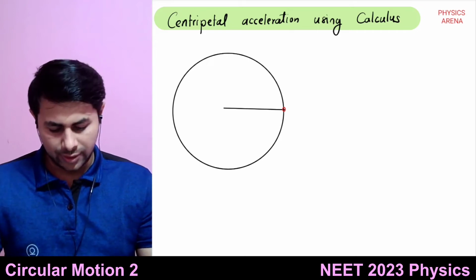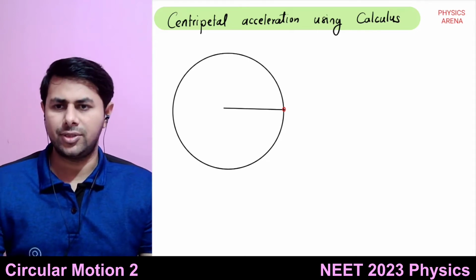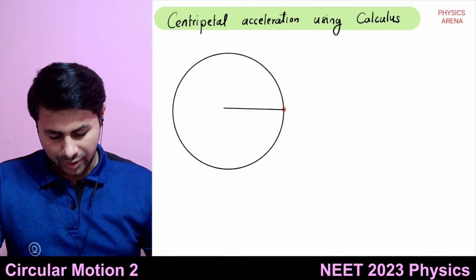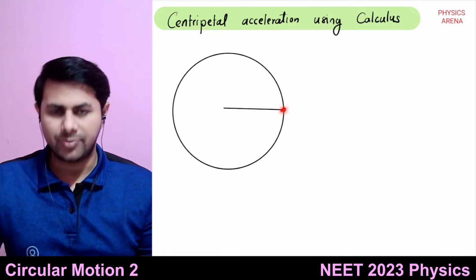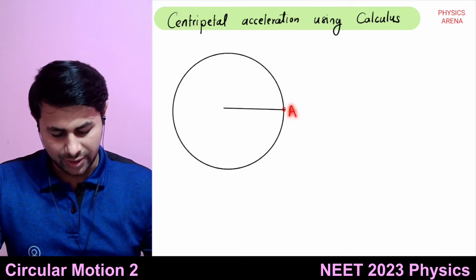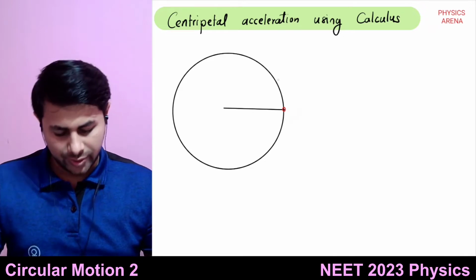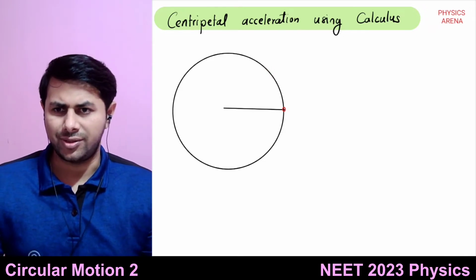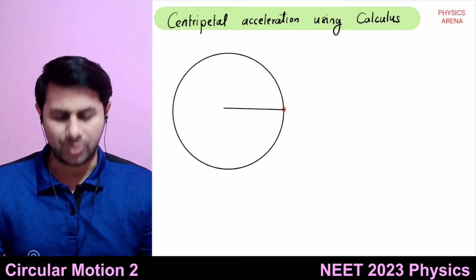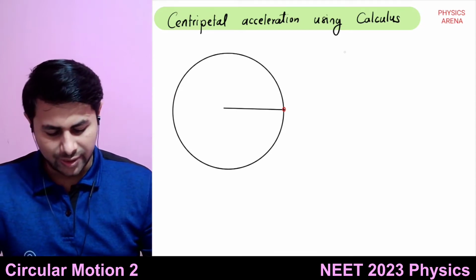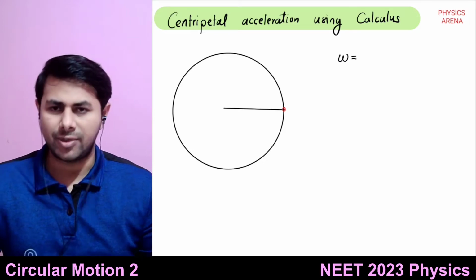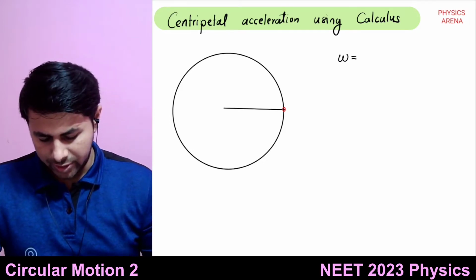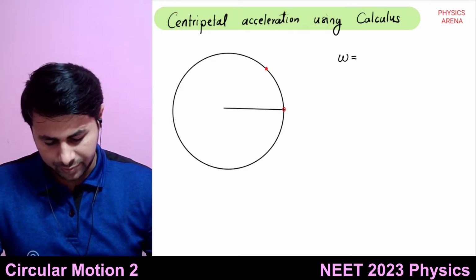So let us see the centripetal acceleration using the calculus method. Now our particle starts from this position. Let's call it A. Suppose it goes to the point B, and suppose it is performing uniform circular motion. So I can define the angular velocity for this particle, right? Suppose it moves from here to here.